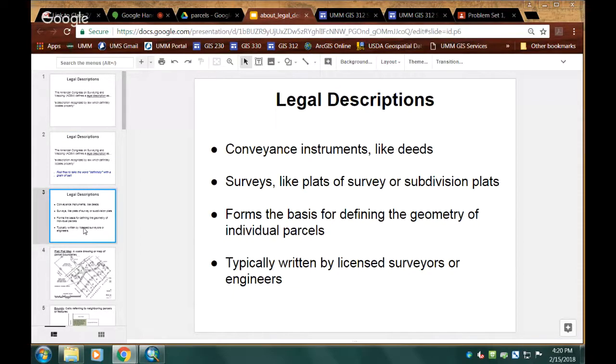Okay, so there are essentially two types of legal descriptions. There are what are known as conveyance instruments. Those are descriptions in deeds and sometimes in contracts that are used to describe in words the location of the parcel.